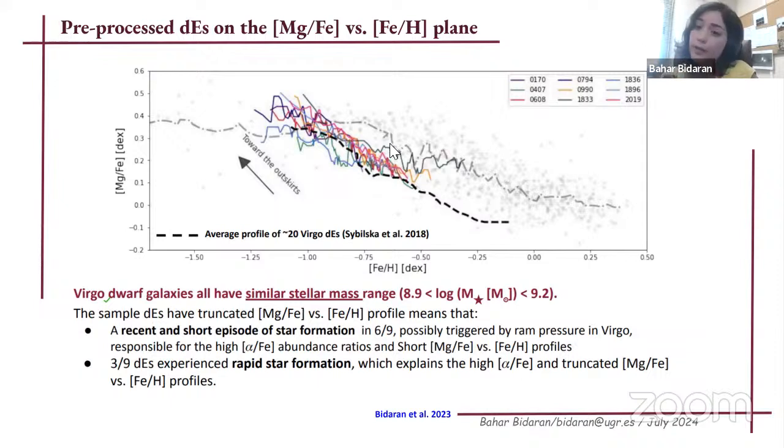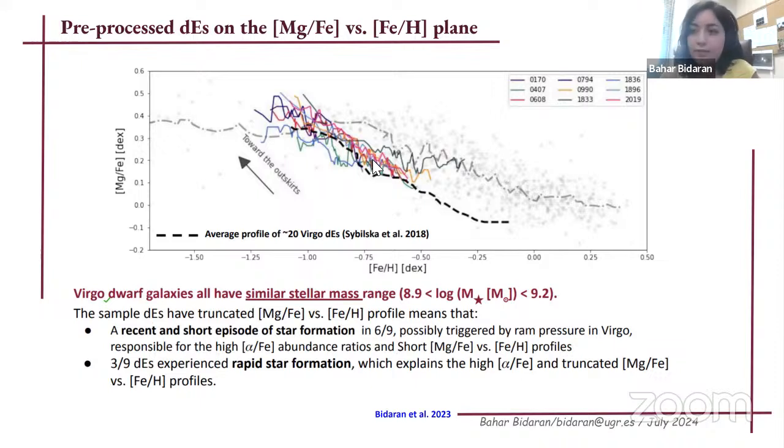Here is the central part of the galaxy. So the difference we are looking at is not because of the signal to noise or anything. This is the central part. And as you go upward, you're going to the outer skirts. What is interesting here is the truncated profile of our pre-processed dwarfs compared to other dwarf galaxies in the Virgo. And this is because in the center, they have lower metallicity and also higher alpha over Fe.